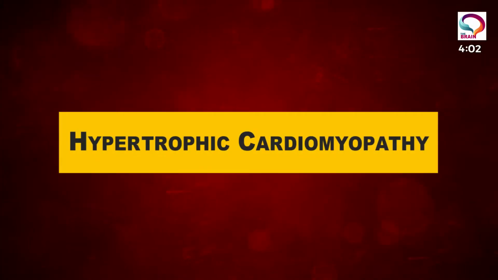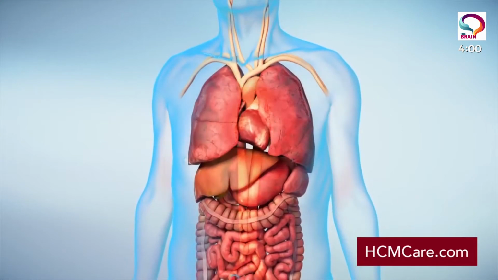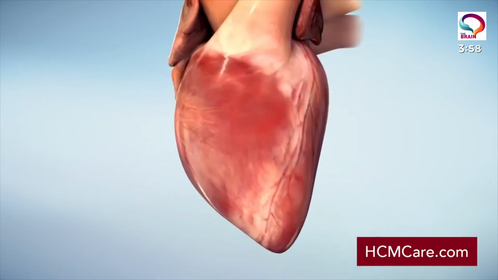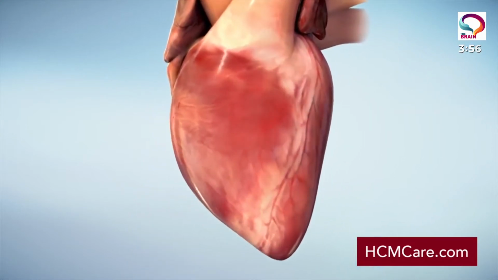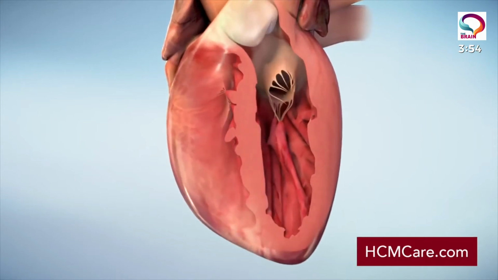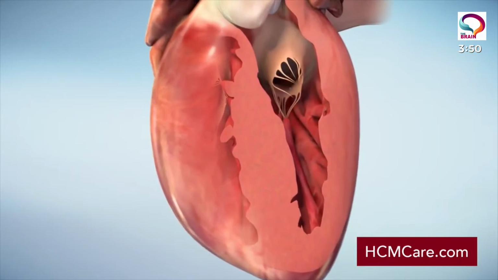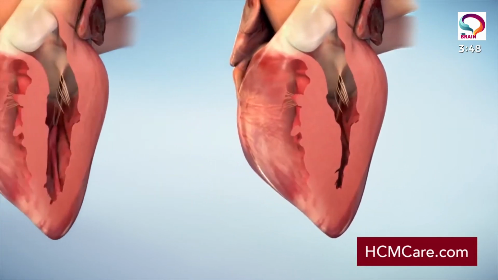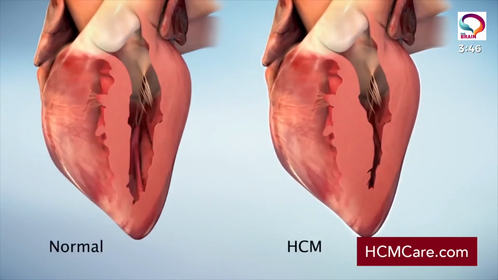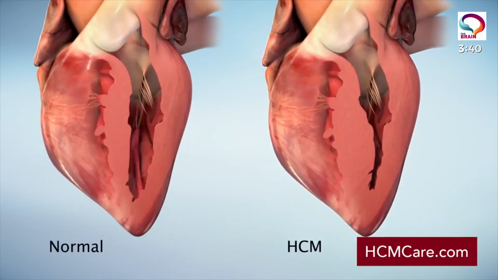Hypertrophic cardiomyopathy. This is a genetic disorder in which the wall of the left ventricle thickens, making it harder for blood to be pumped out of the heart. This is the leading cause of sudden death in athletes. A parent with hypertrophic cardiomyopathy has a 50% chance of passing the disorder on to their children.